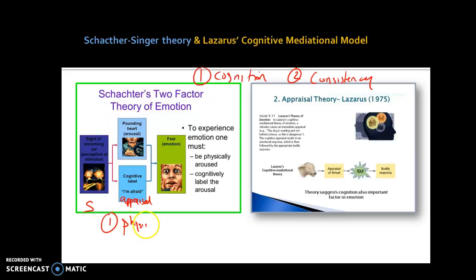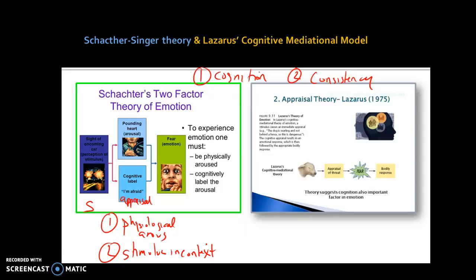It's of the physiological arousal and the stimulus in context, the environmental cues. Okay? So those are the two things that are being appraised.